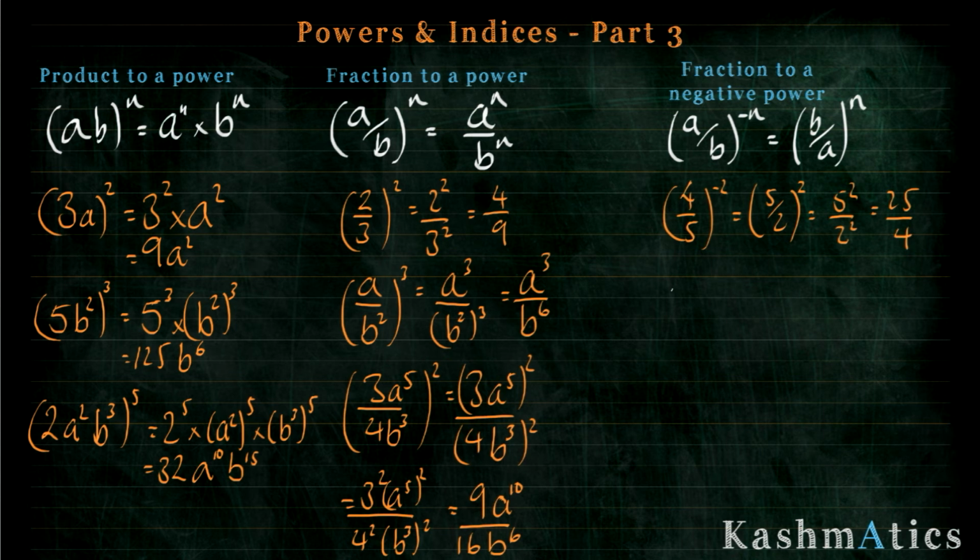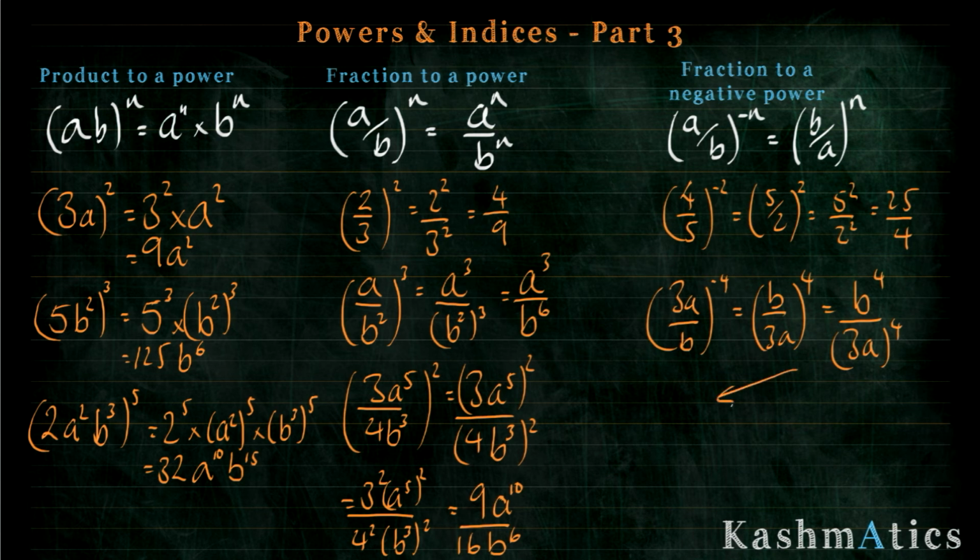Okay, if I had something like 3a over b to the power minus 4, that would be the same as b over 3a to the power 4, and that would be b to the power 4 over 3a to the power 4. So let's just finish that off. That would be b to the power 4 over 3 to the power 4 a to the power 4, which is b to the power 4 over 81 a to the power 4.